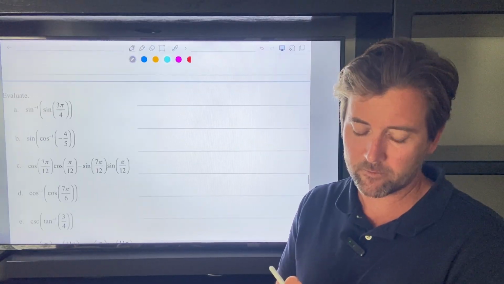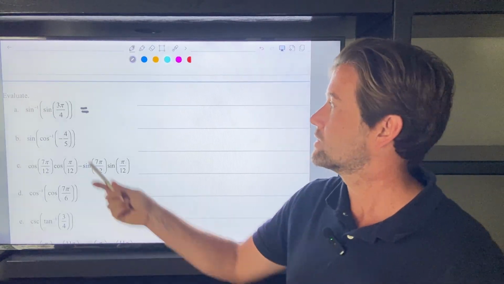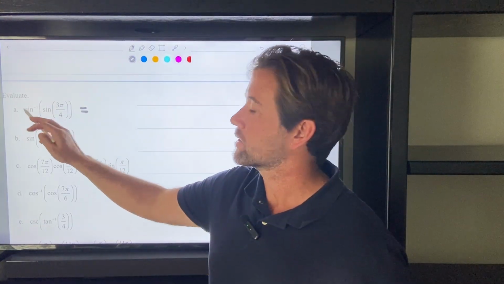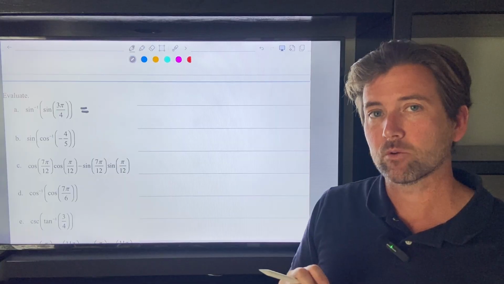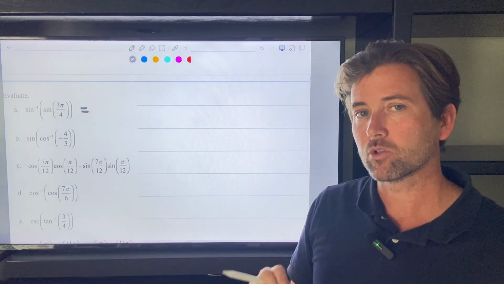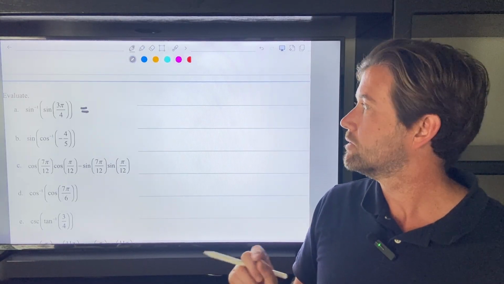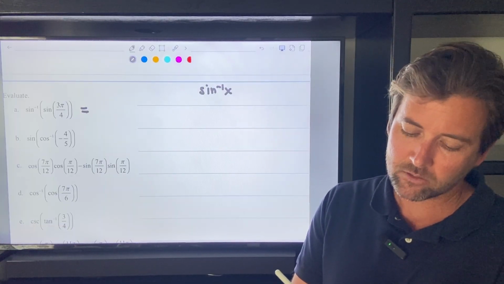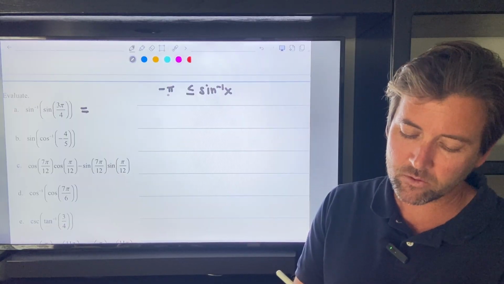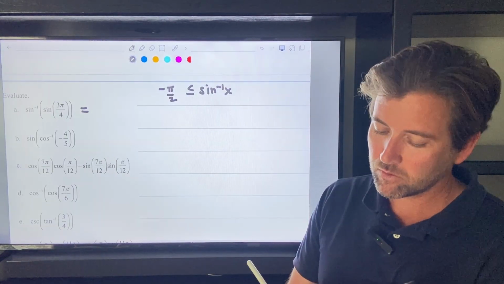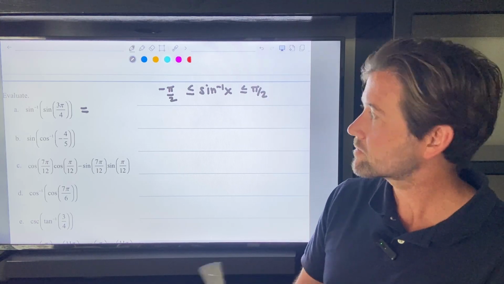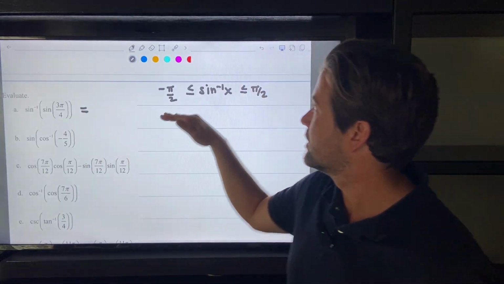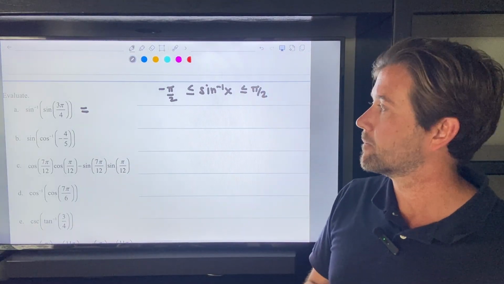Okay, question 5. This answer cannot be 3 pi over 4. Why? Arc sine, you have to know that it outputs angles between or including negative pi over 2 to positive pi over 2. Here's what I'm saying. The arc sine of x has to always output an angle between or including negative pi over 2 to positive pi over 2. So the arc sine of this value will output an angle in this range here.